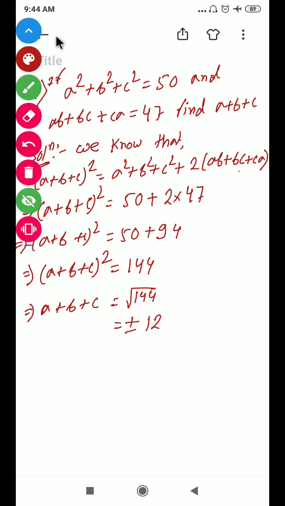Now go to the next type of problems. Let's see question number 3. So question number 3, Roman 3, is given here: 5a minus 3b plus c whole square. We have to find out the value of this. Firstly, take here, let capital A be equal to 5a, capital B be equal to minus 3b, and capital C be equal to c.